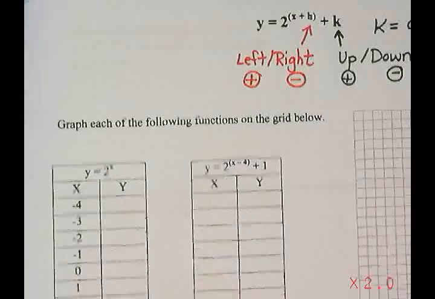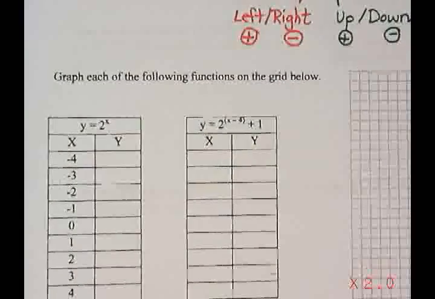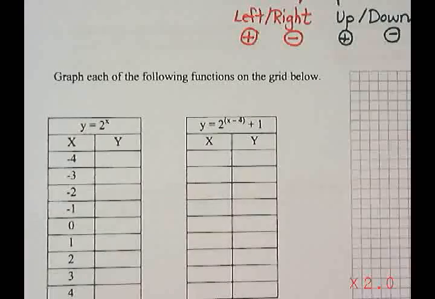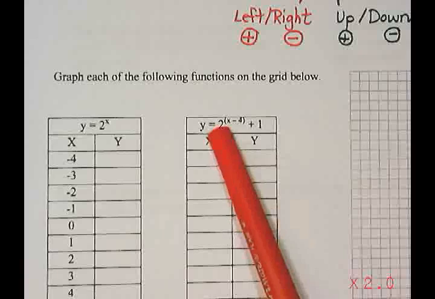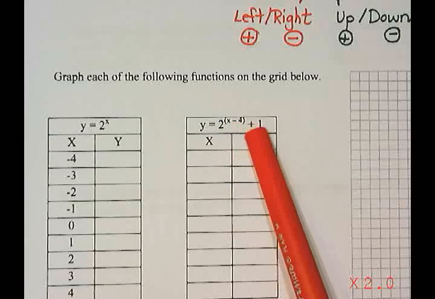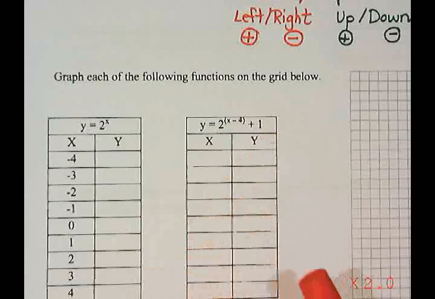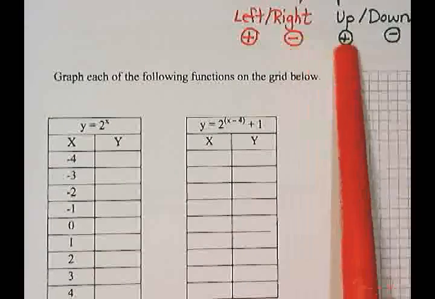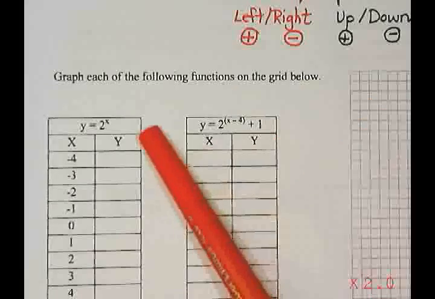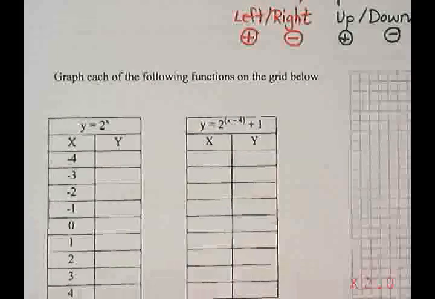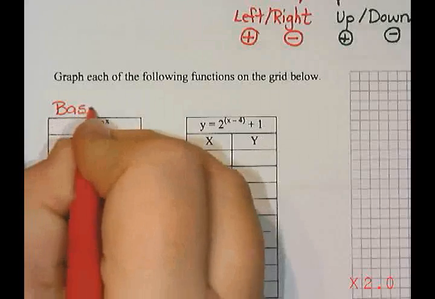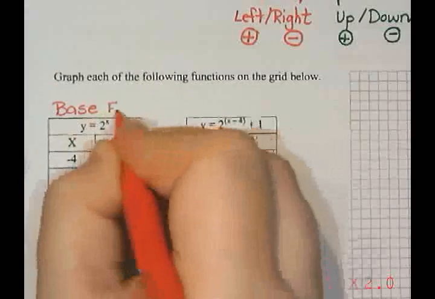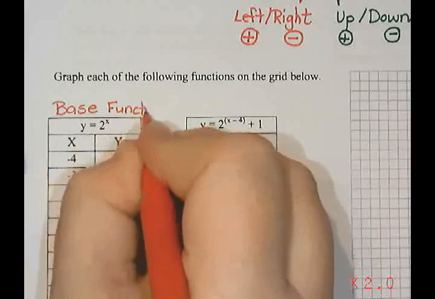So it says graph each of the following functions on the grid below, and I have y equals 2 to the power of x and y equals 2 to the power of x minus 4 plus 1. And we want to do this using transformations. That's the whole point. So we're going to use the left, the right, the up and down to figure it out. So for the first one, for what we like to call the base function here, a base function is always going to be something to the x. So 2 to the x, 3 to the x, 1/2 to the x.